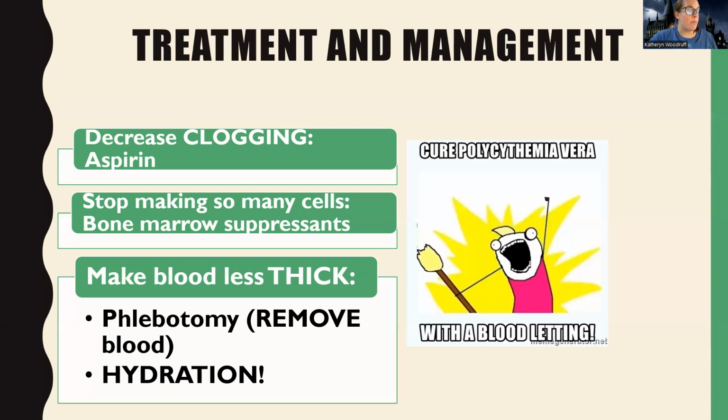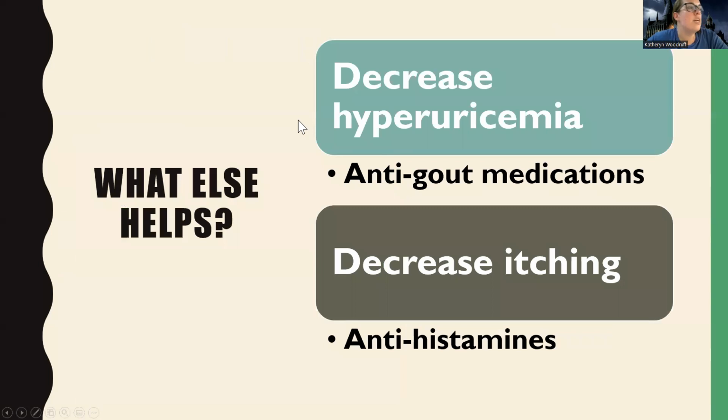We want to hydrate them, not thin out their blood, but dilute their blood by giving them the hydration and things that they need. In other words, we give them more fluids to help thin out the thickness in their blood. Also, because of the symptoms they had, we talked about the itching and too much uric acid, they may need some medications to help with that. So we might get them medications to decrease their uric acid, like anti-gout medications like colchicine or allopurinol.